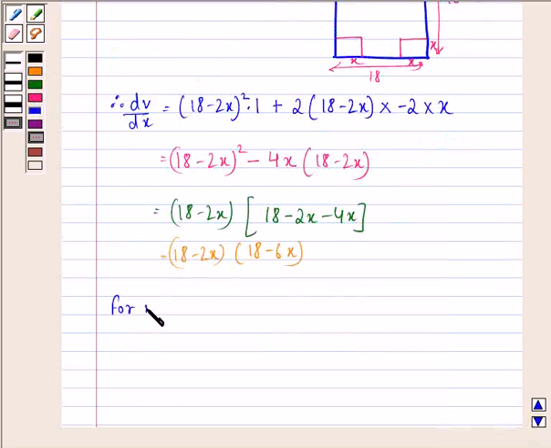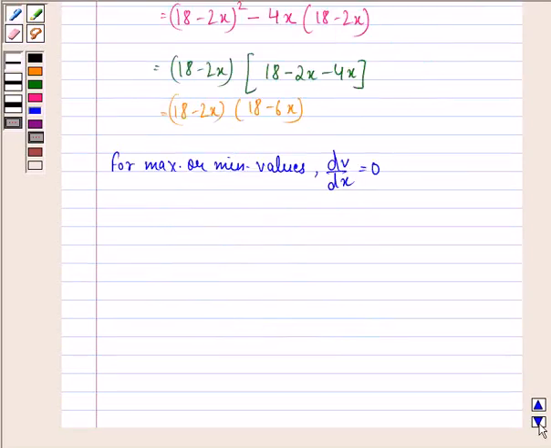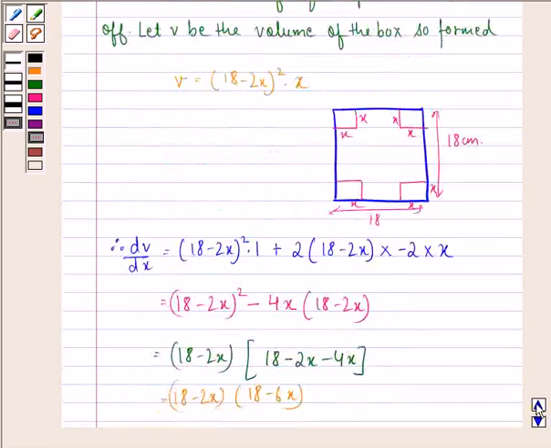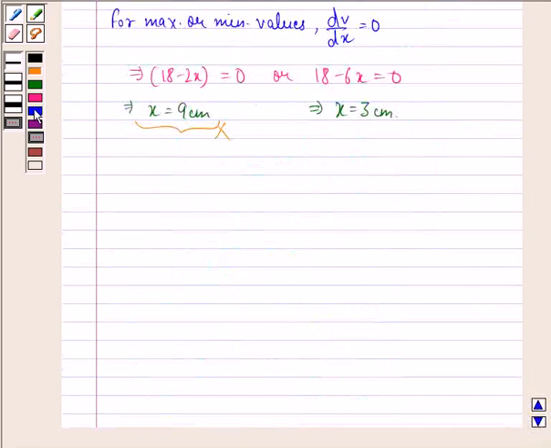Now, for maximum or minimum values, dV by dx should be equal to 0. This implies 18 minus 2x should be equal to 0, or 18 minus 6x should be equal to 0. Now this implies that x is equal to 9 cm and this implies that x is equal to 3 cm. But x equals 9 cm is not possible because if we cut 9 cm from each side, that will be 18 cm, then we would not be able to form a box out of it. So therefore, we can say that x is equal to 3 cm.